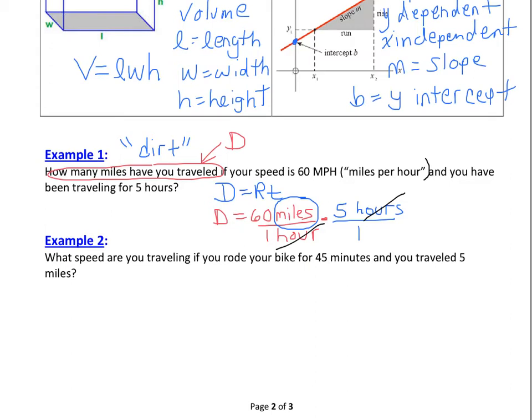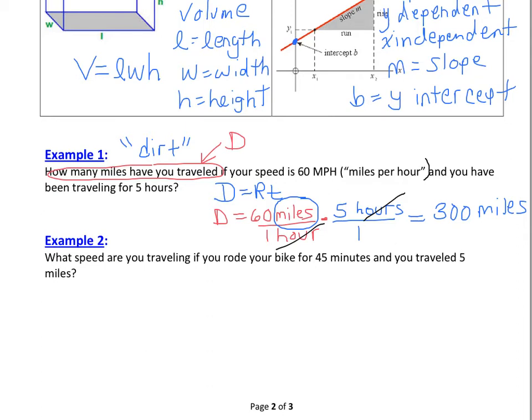So I have 60 times 5, which is 300. So we've traveled 300 miles. And you're going to want to write your problem exactly this way. Please do not just write numbers. Always use units because they help you solve the problem. Okay, let's see what I mean by that.